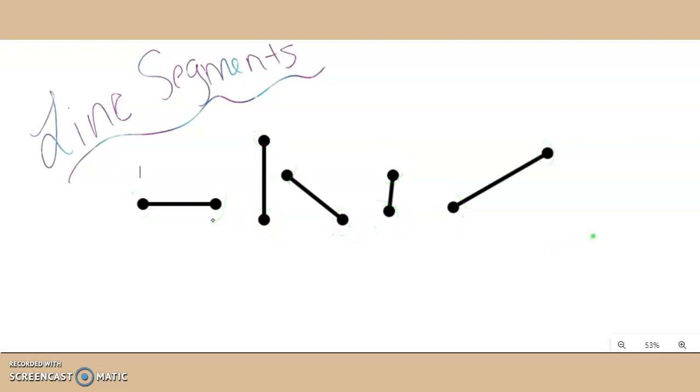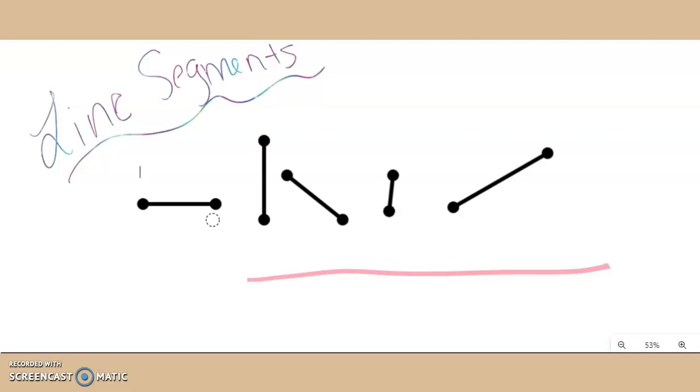That's it. Okay? So all of these, no matter how they're positioned in space, like this one's different in space than this one, they're still line segments. Okay? And they are just chunks. So if I drew a line and then I cut it out right there, that chunk would be a line segment.